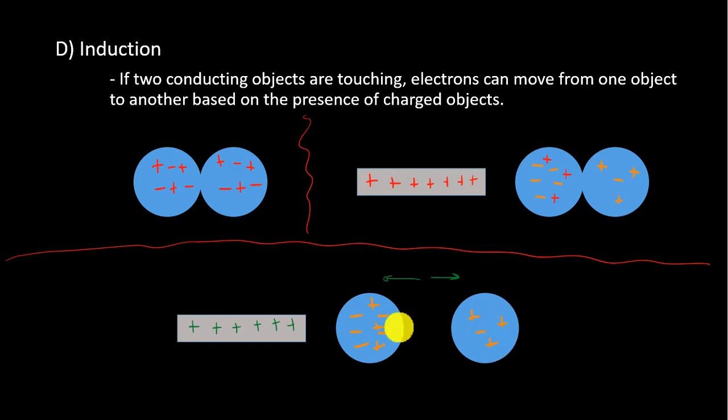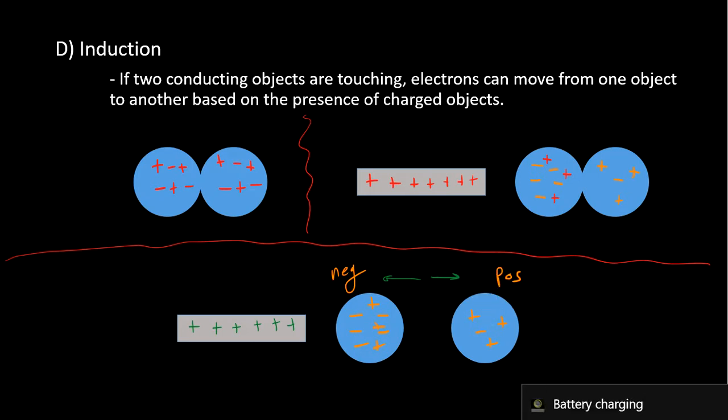This one is now positive, this one is now negative. You are inducing a charge. You're causing the 2 objects to gain a charge just by bringing something close by. So that is induction. This one's now negative, this one's now positive. That's induction.